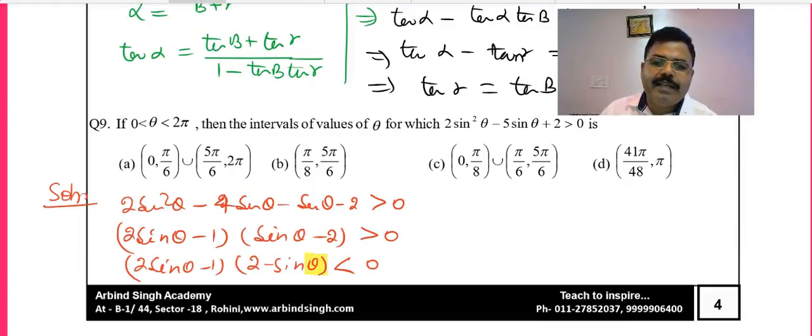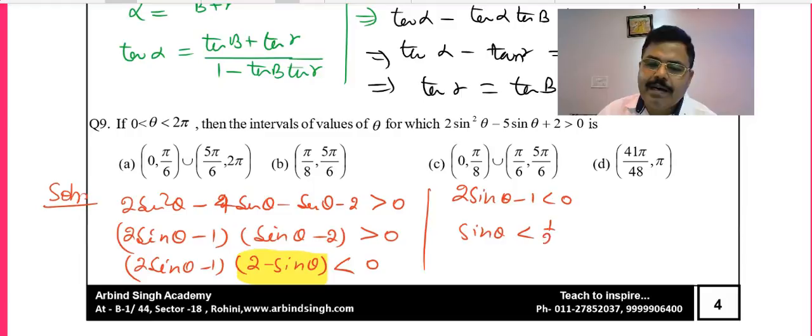2 minus sine theta is always positive, right? It cannot be negative under any circumstances, because sine theta can have values only between minus 1 to 1. So this must be less than 0. So I can write 2 sine theta minus 1 is less than 0, that is, sine theta is less than half.